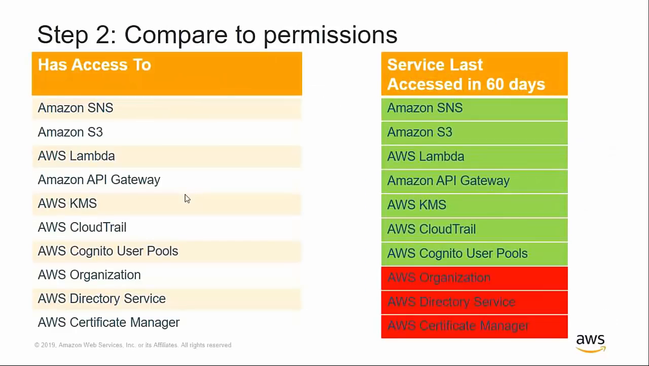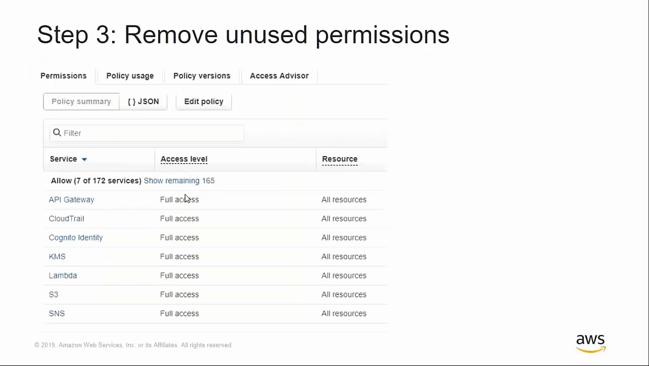So here's everything I have access to on the left side. And on the right side, all the stuff in green, I've used pretty recently. I call it in the last 60 days. The stuff in red, I haven't used in a long time. Even ACM, I haven't used ever. And so strike those out, right? You remove those permissions. And so what I did was I ended up detaching a bunch of managed policies that granted that permission. And now I'm left with, you can see here, the list of things that I actually do use.